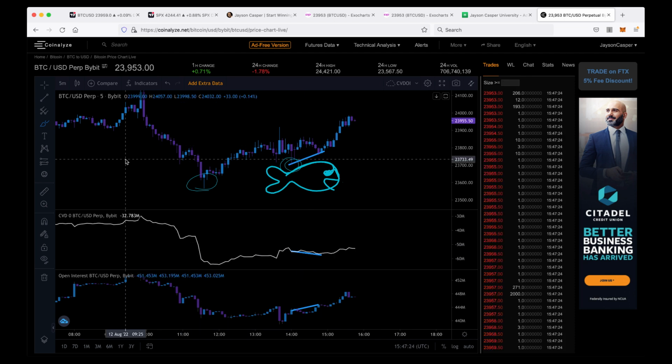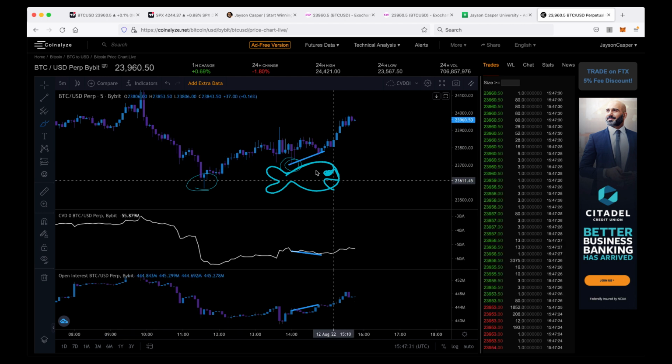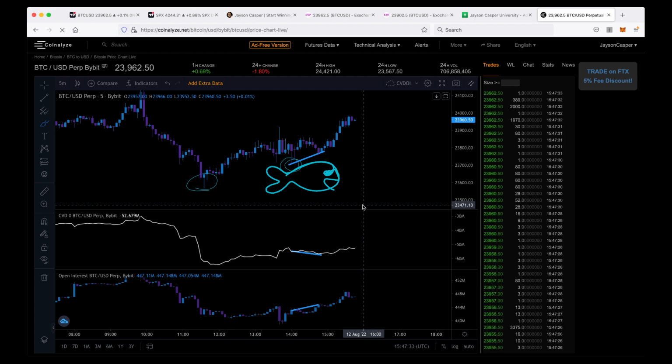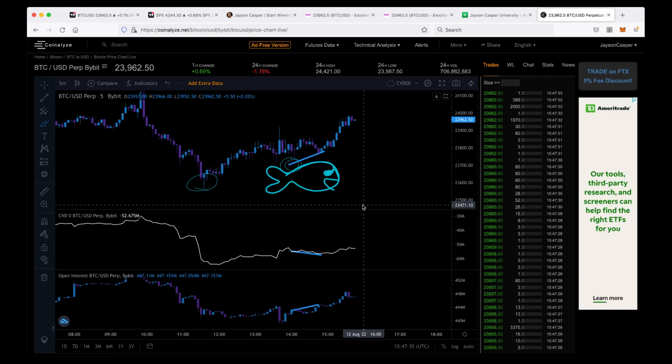Now, if there's more shorts opening than longs, one would expect that the price would continue to make lower lows, because the market is moved by traders entering into the market via market order, right? So if there's more people shorting than longing, price should go down. If there's more people longing than shorting, price should go up.